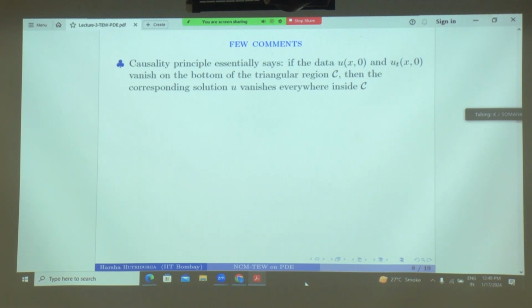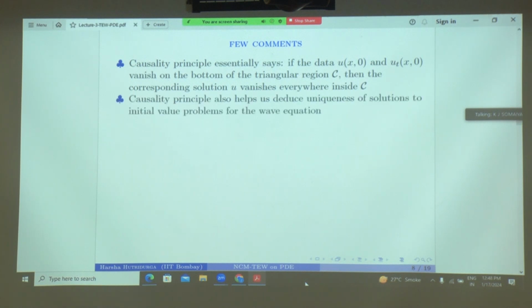And somehow this causality principle does one more very important job. It helps you deduce uniqueness of solutions to the initial value problem. By that, I mean the following. We are talking about the initial value problem for the wave equation, so I have to assign two functions, u0 of x for the initial displacement and u1 of x for the initial velocity. And then you ask, can I find a u which solves the wave equation, and when I take t equal to 0, I get back those two functions, u0 and u1.